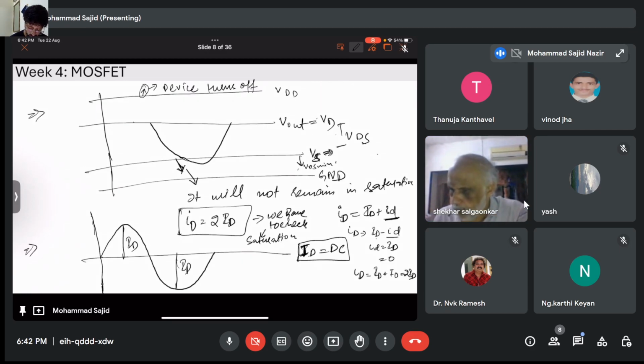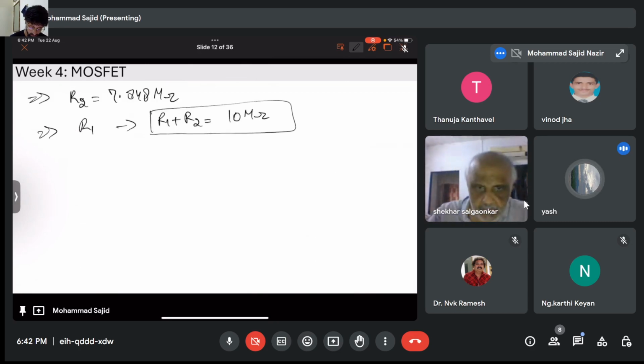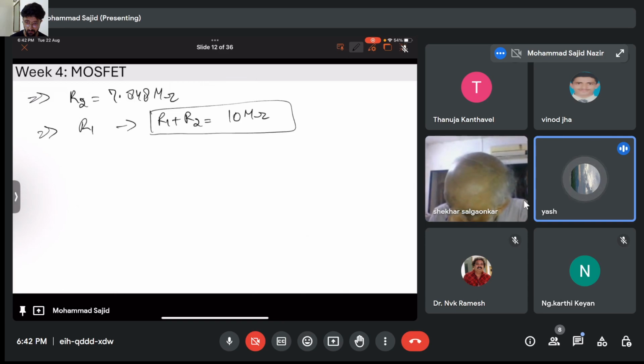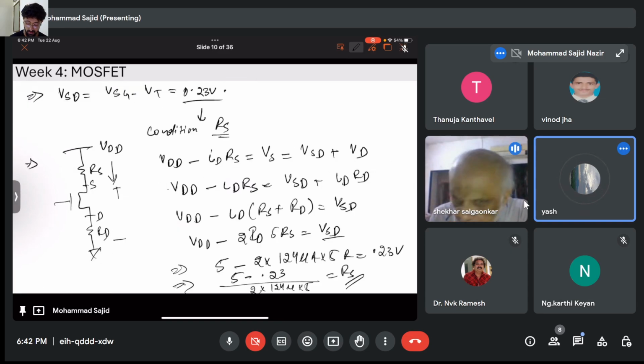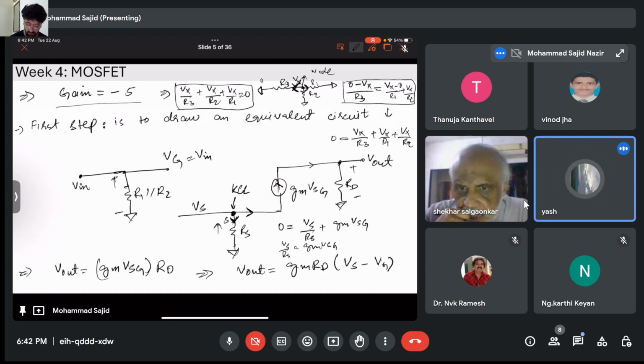So we can move on. If anyone has anything else, ask before we move on to the next question. Sir, generally when we use an NMOS device, the Gm Vgs current points downwards. Yes, but this is a PMOS device. That's why I have written Vsg. Okay, got it.